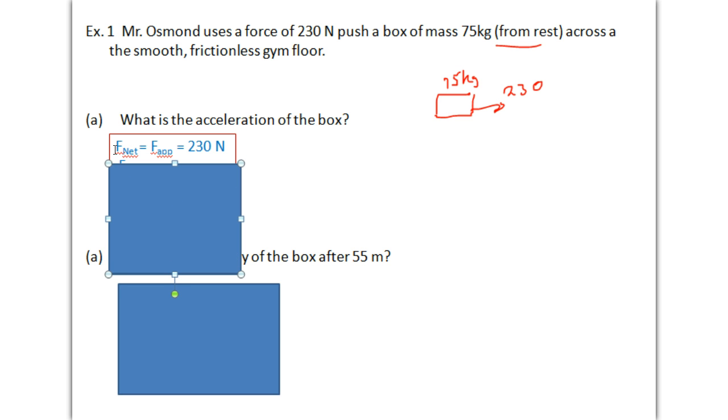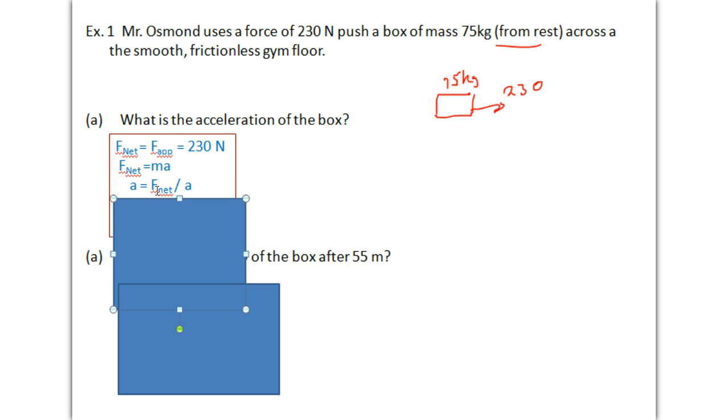Well, the overall force, since there's no friction, the net force is equal to the force applied. If there were friction, we'd have to subtract friction, but we don't have it, so our overall force is equal to 230 newtons. We also know that force is mass times acceleration. So since we know the force and the mass, we can find the acceleration. So the acceleration is your force divided by your mass. And your acceleration works out to 3.07 meters per second squared.